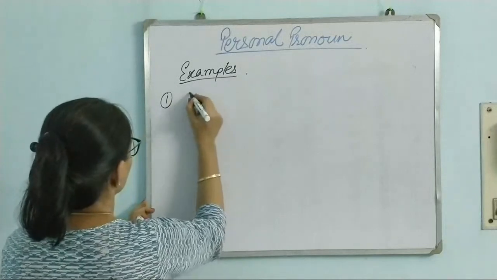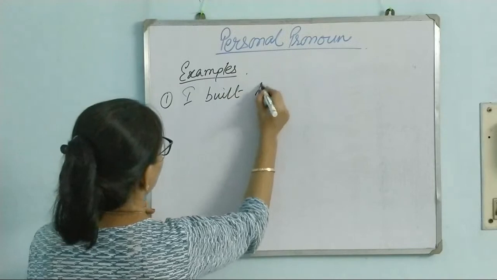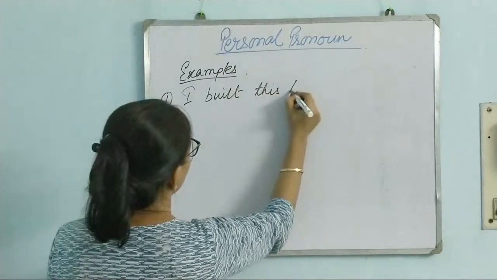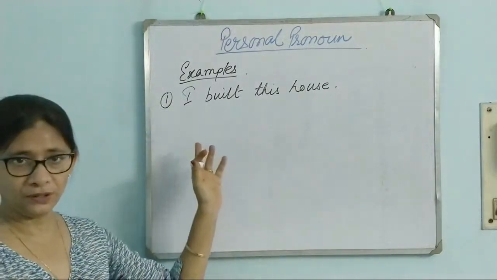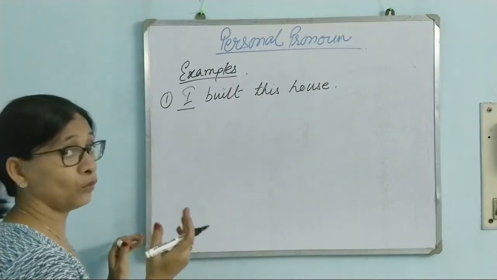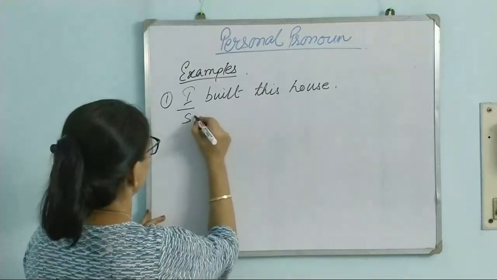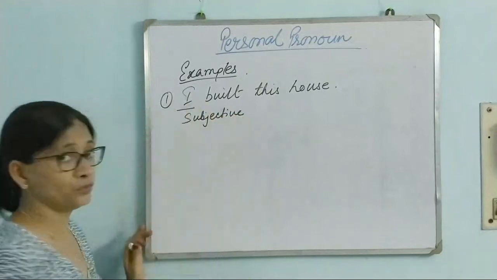Example 1, I build this house. So where is the pronoun here? We can safely say I is the pronoun. And what kind of pronoun? This is subjective pronoun, because it is used as subject.